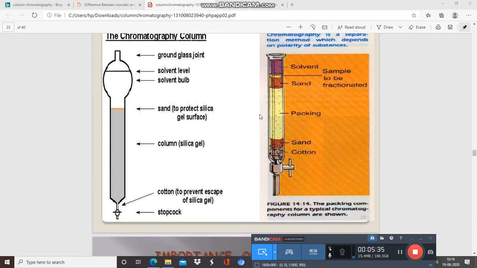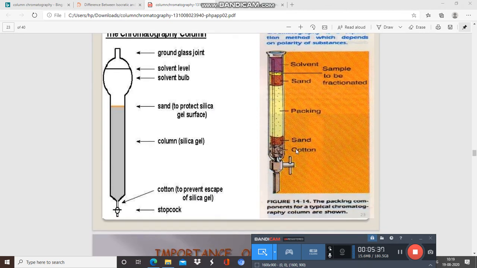Again, this is the cotton plug, and the sand layer is given. Packing is done with the adsorbent, or you can say the stationary phase. Again, the sand layer is just added to ensure uniform separation. Above the sand layer there is the sample, and above the sample your mobile phase is there.